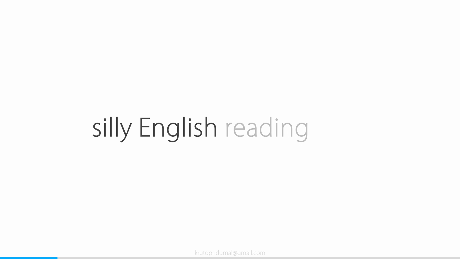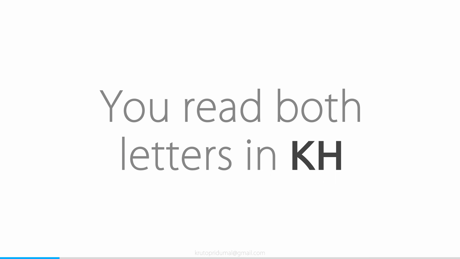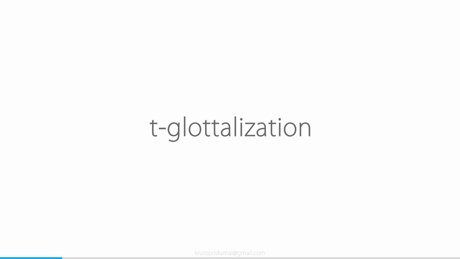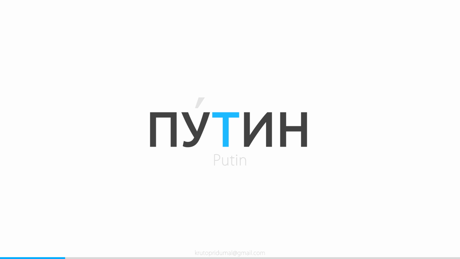Another thing to mention is that when you read Russian, you have to forget all the silly English reading rules. Like if you have ka and en together, you have to read both, like in кнопка or книга. Another thing worth mentioning is that T-glottalization doesn't work the same way in both languages. It's when you skip your T's entirely. It happens in English quite often, but it never happens in Russian if the T is somewhere in the middle of a word, like in Putin. Putin, you always pronounce your T's when they are in the middle of a word.